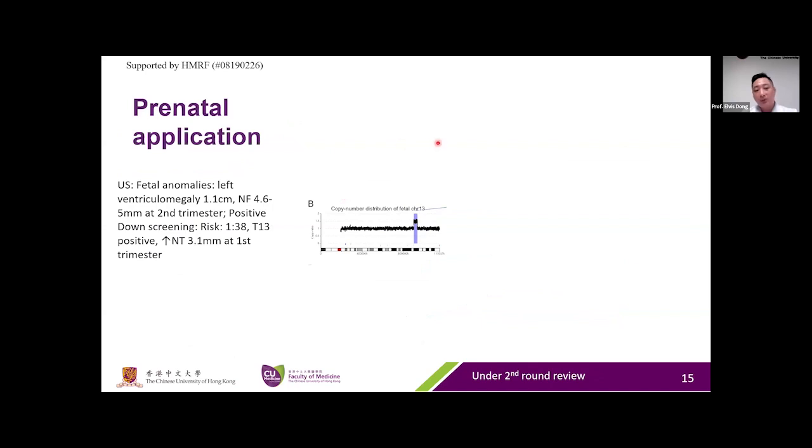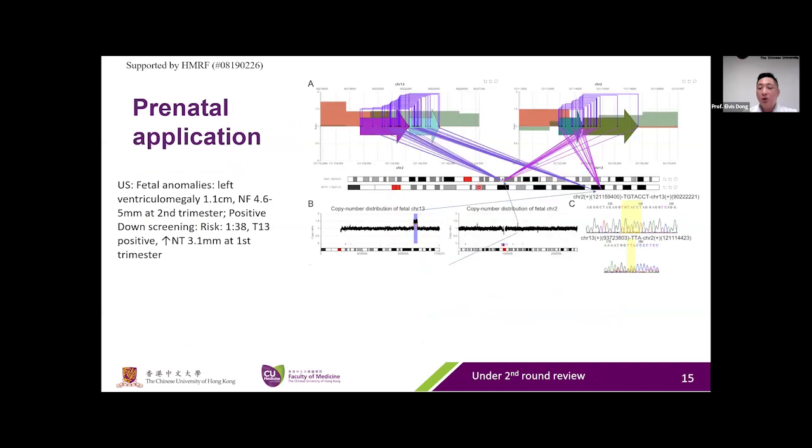So apart from pediatric, how about prenatal? This is a case where originally in the CMA, we knew that there's a more than one megabase de novo duplication in the fetus, but there's no OMIM disease-causing gene. So we couldn't make a conclusion at all. But if you go with the ChromoSeq, we know that this is truly an insertion. This duplication of chromosome 13 is inserted into chromosome 2.